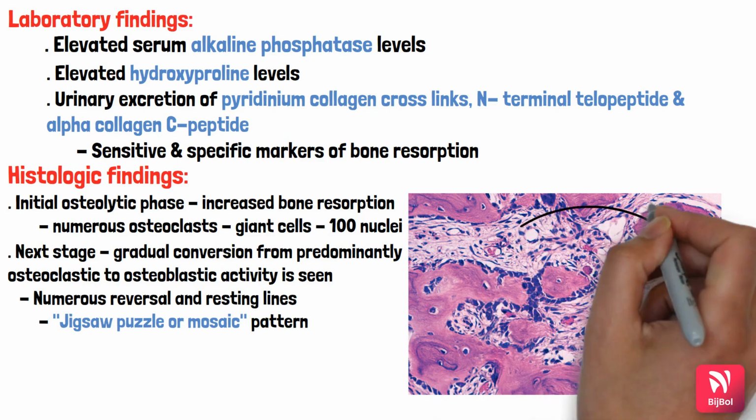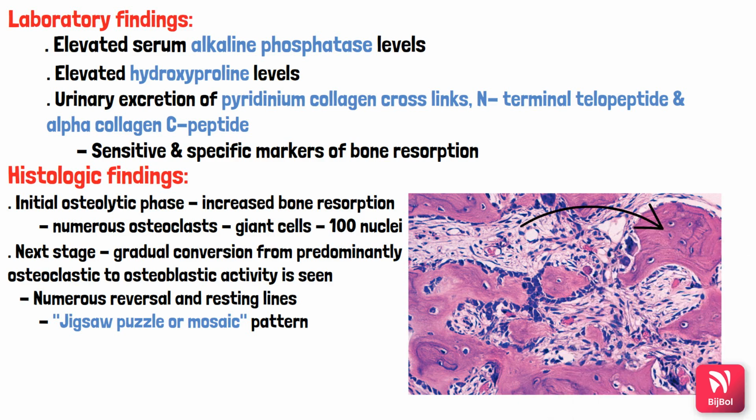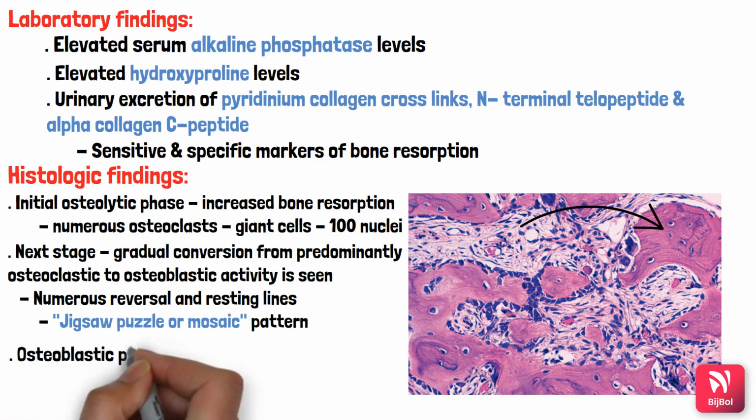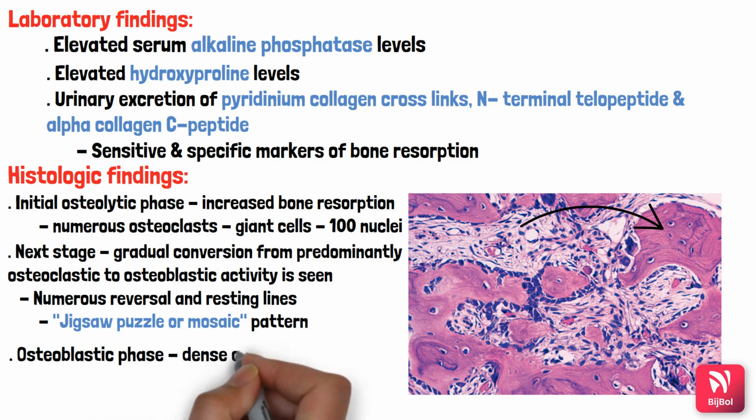Here, if you see in the microscopic picture, the arrow is pointing towards the numerous lines within a bony trabeculae. So this is the jigsaw puzzle or mosaic pattern. And next followed by the last phase, that is the osteoblastic phase, where it shows dense sclerotic compact bone. So this is about Paget's disease.